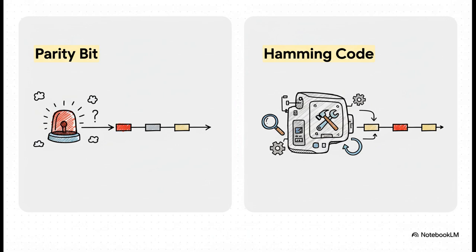And that's where things get even more sophisticated. Think of parity as a simple fire alarm. It just tells you there's a problem. A much more advanced system, called Hamming code, is like a full-on sprinkler system. It can not only detect that a bit is wrong, it can mathematically pinpoint exactly which bit is wrong and then fix it automatically all on the fly.